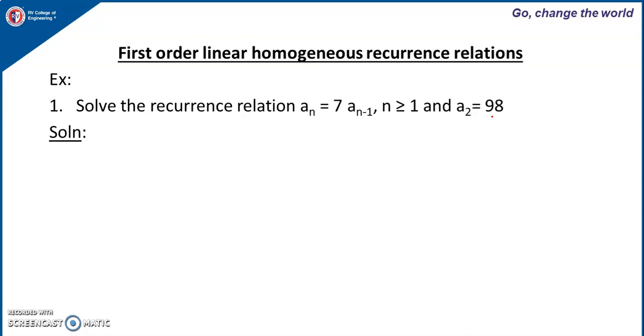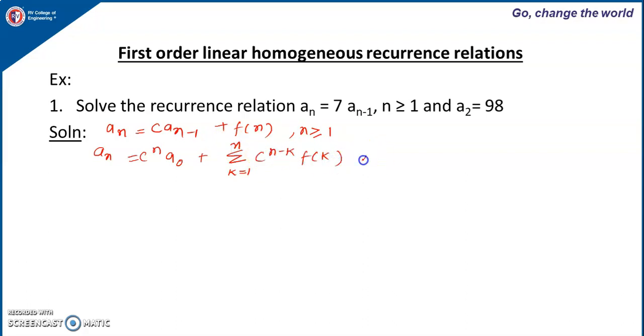So let me write the first order recurrence relation. It will be in this form: an is equal to c an minus 1 plus fn, for n greater than and equal to 1. If it is homogeneous, the function value fn will be 0, and the solution of the recurrence relation will be an is equal to c power n a0 plus summation from k is equal to 1 to n c power n minus k f k for n greater than and equal to 1.